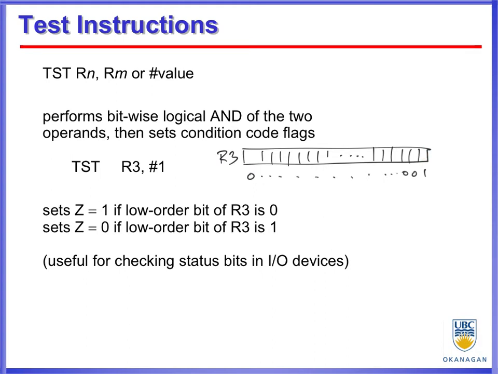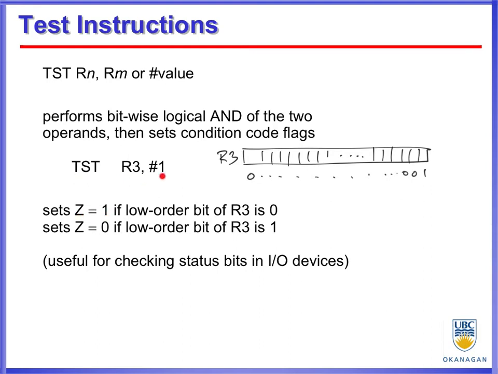So if this bit is equal to a 1, after this instruction we will have a result: 1 ANDed with 1 is 1, which is not 0, meaning the Z bit in the processor status register will be set equal to a 0, because the result of this ANDing did not result in a 0. So Z is equal to 0 if this is a 1. If this lowest bit in R3 is a 0, well then ANDing 0 with 1 will produce a 0, which will set the Z bit in our processor status register equal to 1.